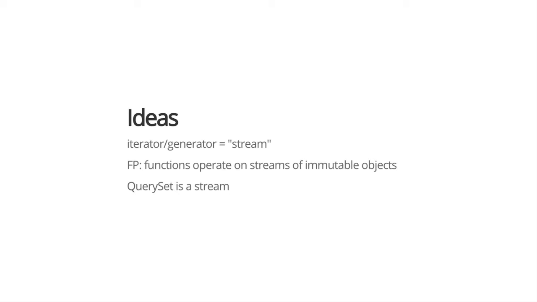So that covers the entirety of the discussion. Basically, iterators and generators are a stream. You use them constantly with functional programming, which is very sexy sounding. And you can use lots of cool functions, and it's very efficient, but it can be hard to read. And a query set is basically a stream.